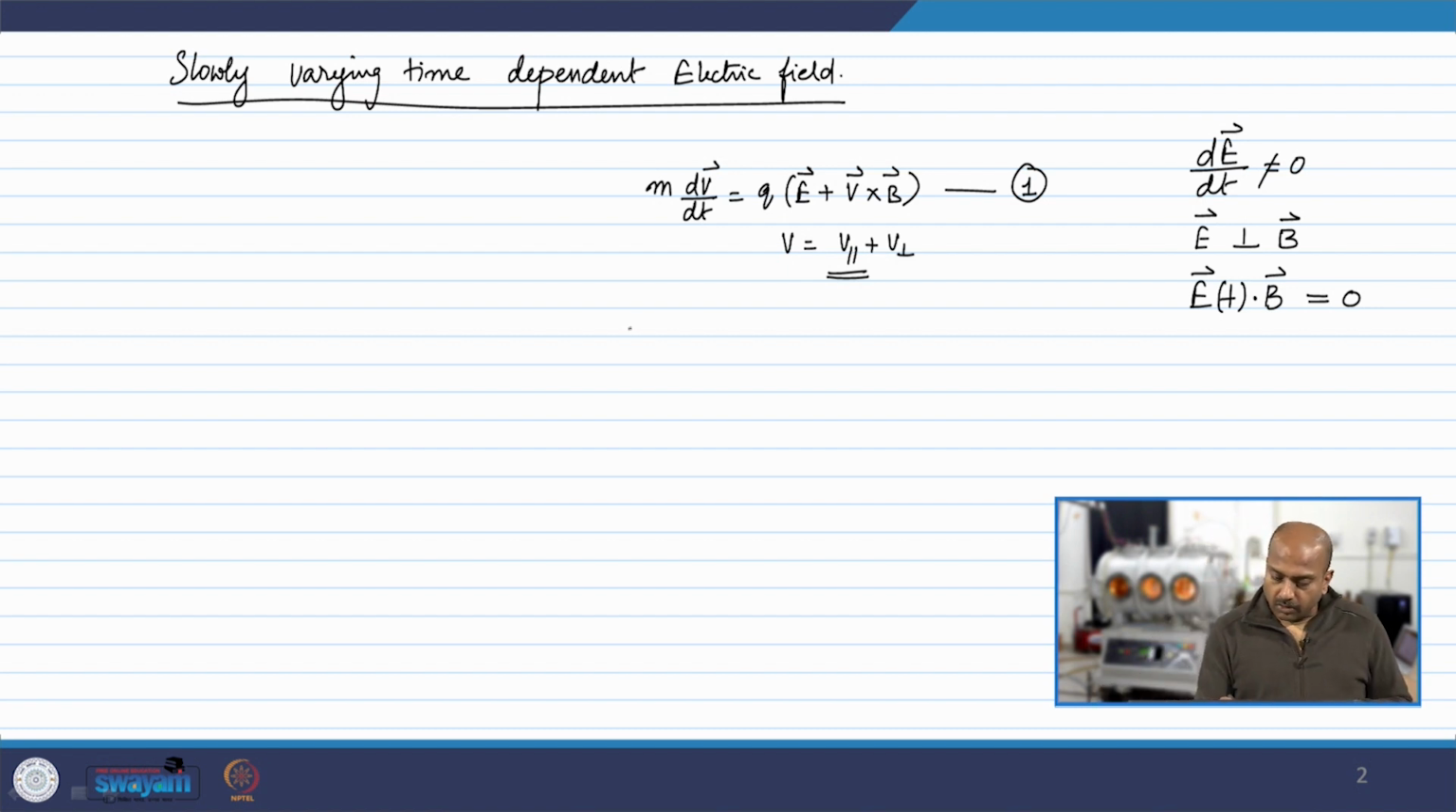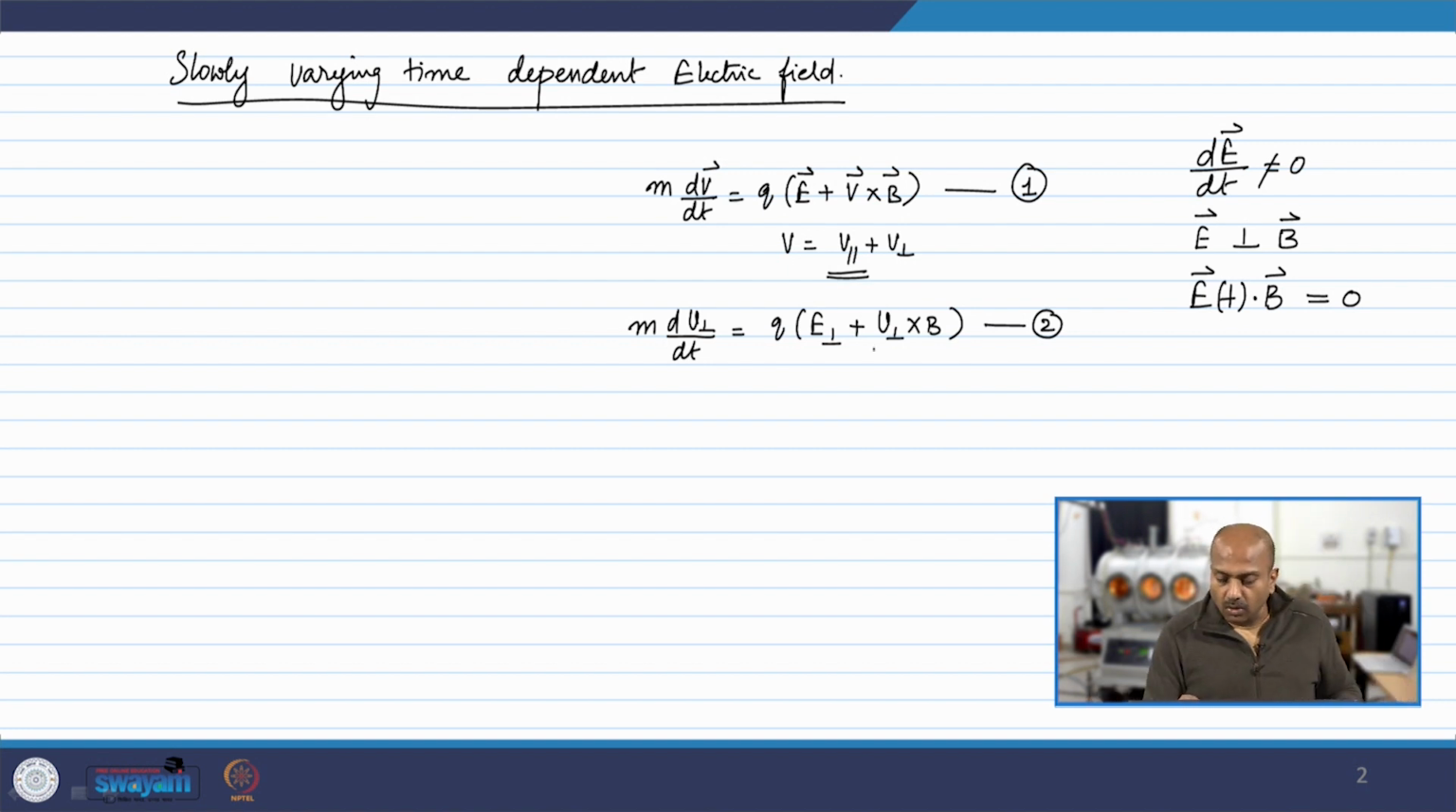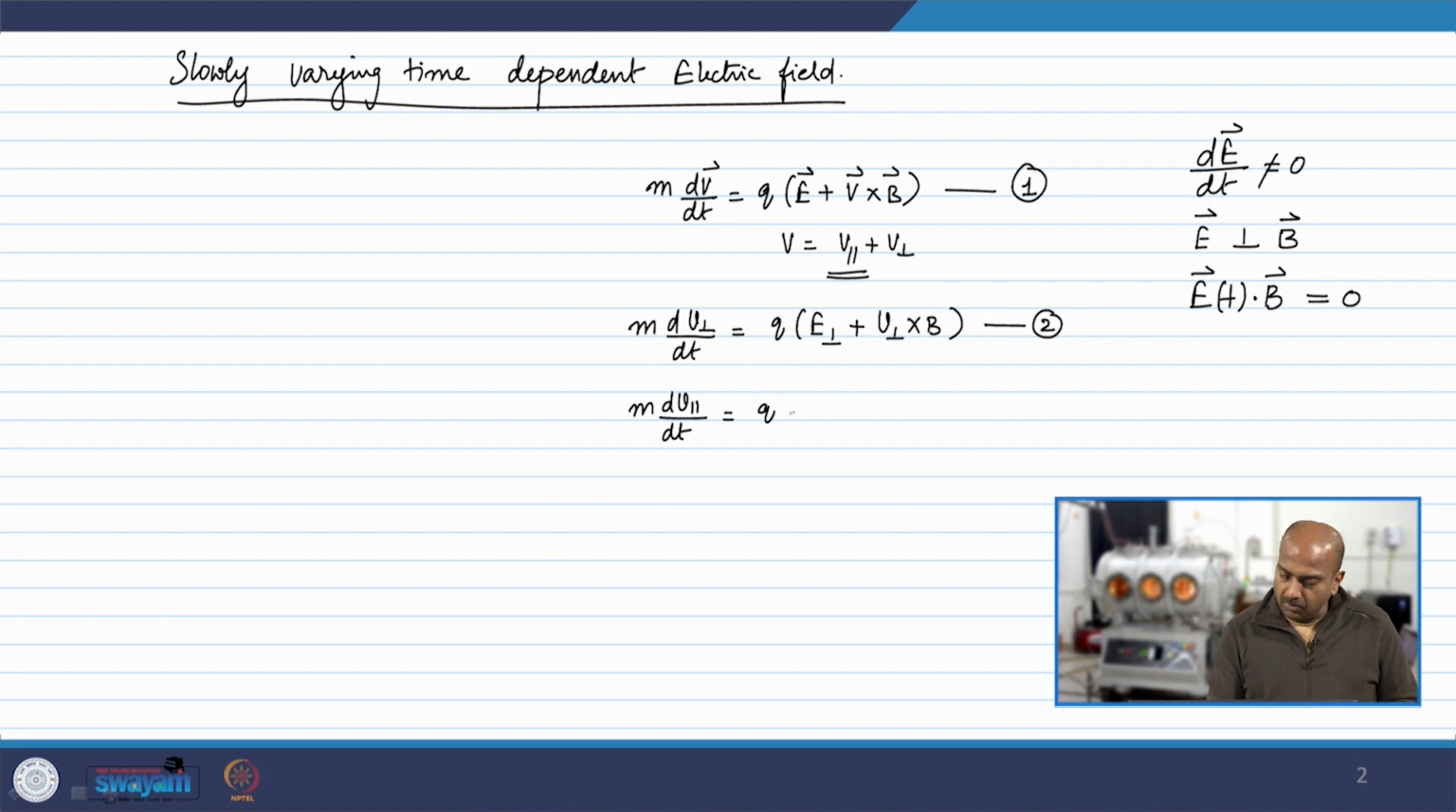So, we have two equations now: m dv perpendicular by dt is equal to q times (E perpendicular plus V perpendicular cross B). Let us call this equation 2, right. The perpendicular component still has this non-zero curl, V cross B is still non-zero. And we have the other equation, the decomposed equation dV parallel by dt is equal to q times E parallel. Let us have this as equation number 3.